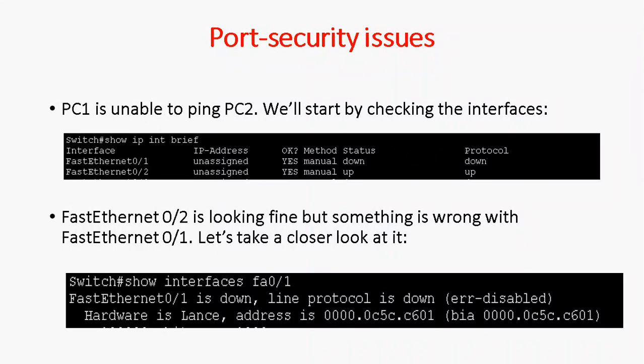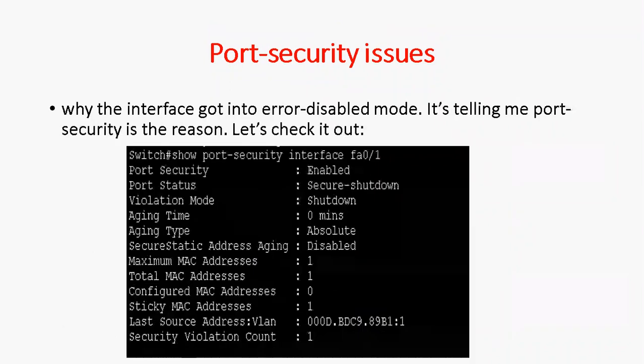In a switch, if the port goes to err-disabled mode, one of the reasons is port security. So we have to check whether port security is configured on that interface or not. Using show port-security interface, then you give the particular interface. It will clearly say whether port security is configured or not. In that output you can see the FA0/1 interface is configured for port security. Port security is enabled, port status is secure-shutdown, and violation mode is shutdown. The maximum MAC address is 1.